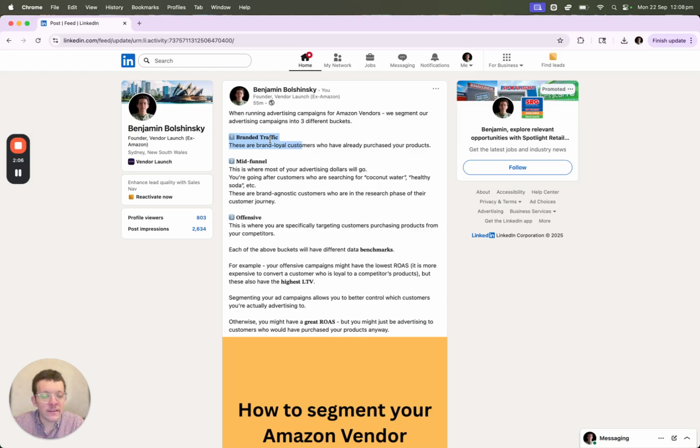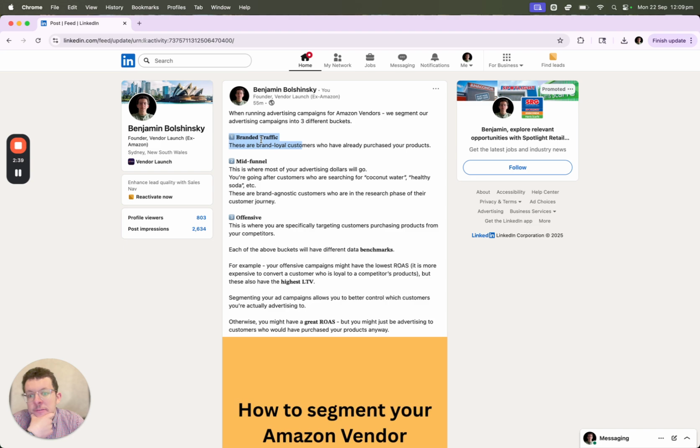The issue I see with many vendors is they spend quite a bit of money focusing on branded traffic because they do not segment the campaigns. So they have a lot of money that goes towards branded traffic, which means you're cannibalizing your organic sales, right? Customers who might have bought your products organically, where you didn't have to pay for that click, you're now advertising to them. You're now paying for those sales that should have occurred organically.